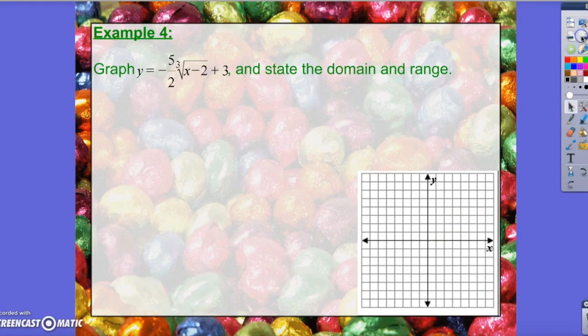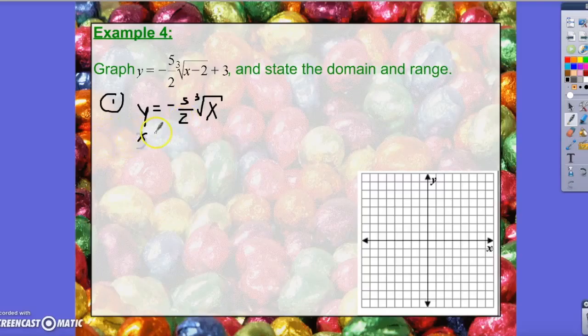All right, so let's take a look at another example. Example 4. For example 4, once again, we're going to take a look at simplifying it. We want to get it in the form, step 1, y equals -5/2 cube root of x. So we're getting rid of the h and the k for now. We're only keeping the a in front. So this is what we're going to graph first.